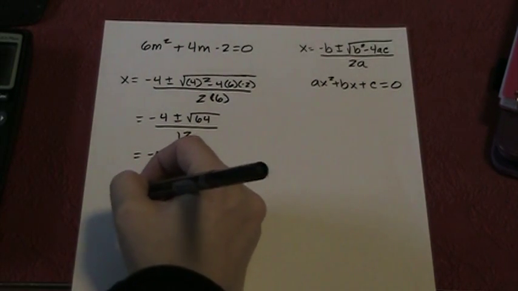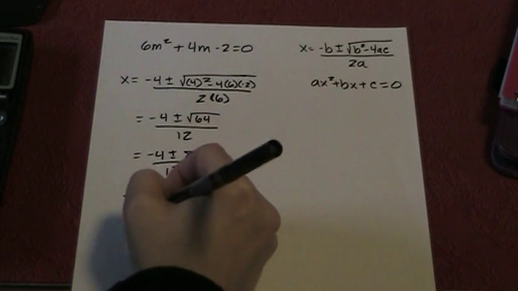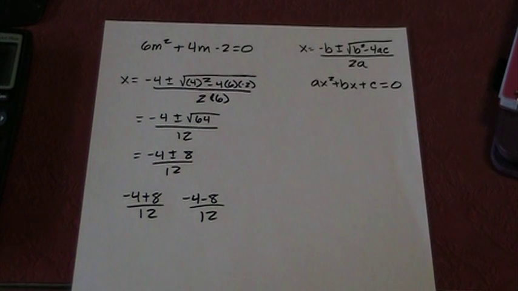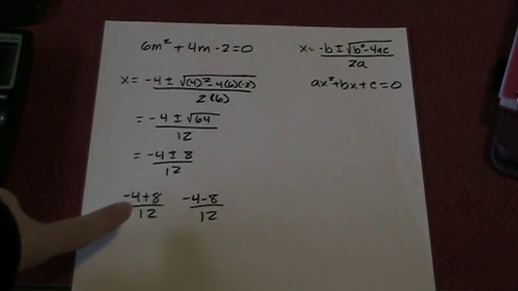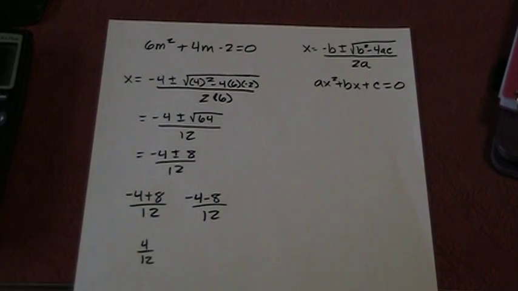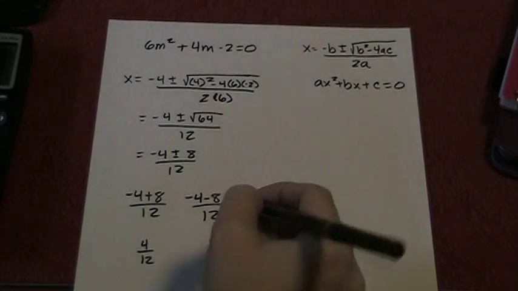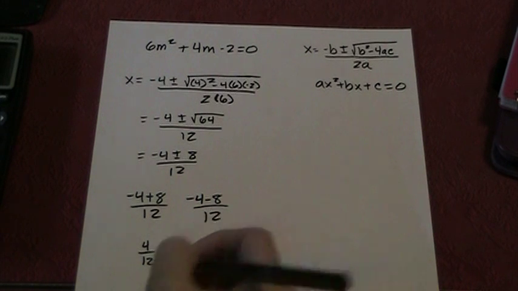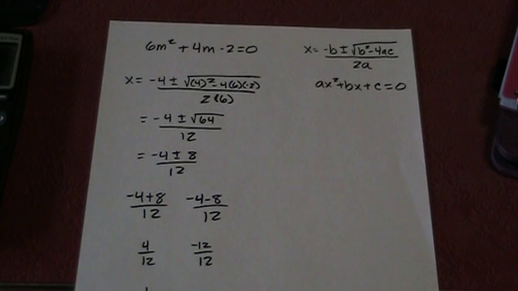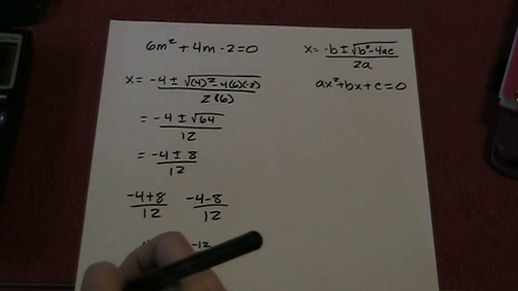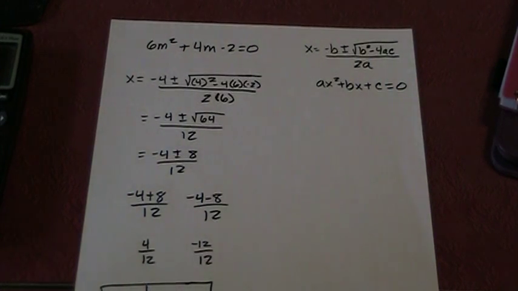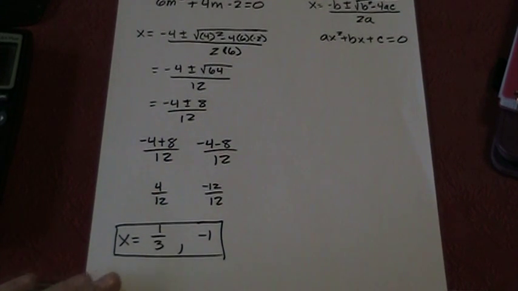So I'll have -4 plus 8 over 12 and -4 minus 8 over 12. Then -4 plus 8 is 4, so that would be 4 over 12. -4 minus 8 is -12. And then simplifying those, I would get 1/3 and -1. So those would be my solutions to this quadratic equation using the quadratic formula.